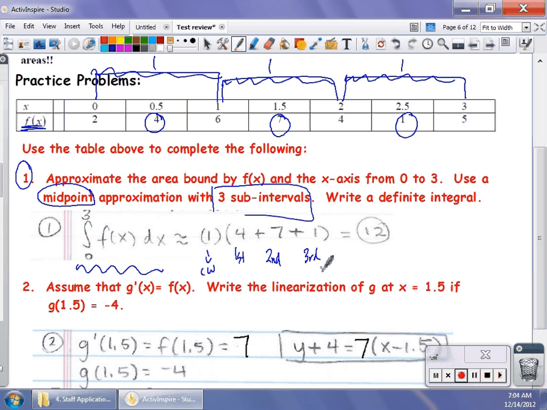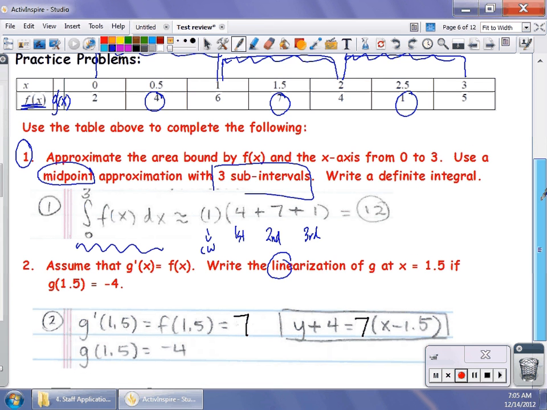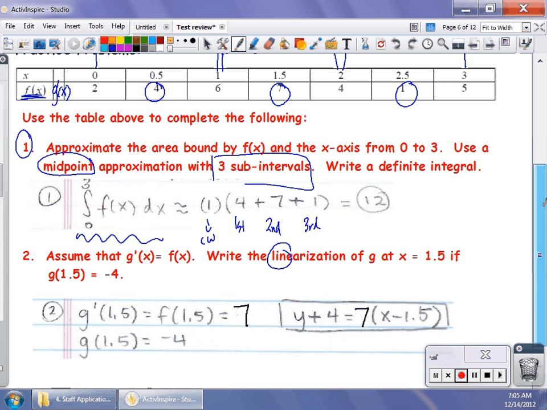Number 2, assume that the first derivative of g is f of x. So up here in my chart where it says g of x, I can squeeze in that this is also g prime of x. These are first derivative values on a function g. Write the linearization. Here's your root word. We're writing the equation of a line, the equation of the tangent line of g at x equal to 1.5.